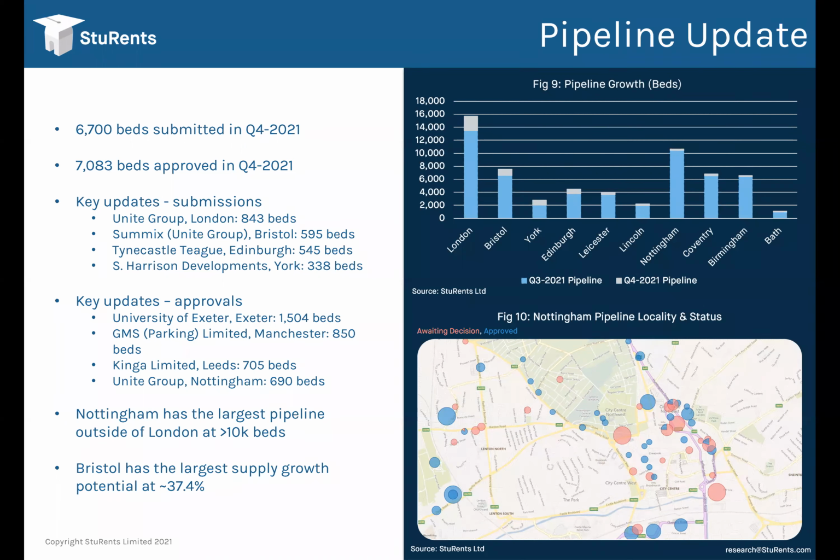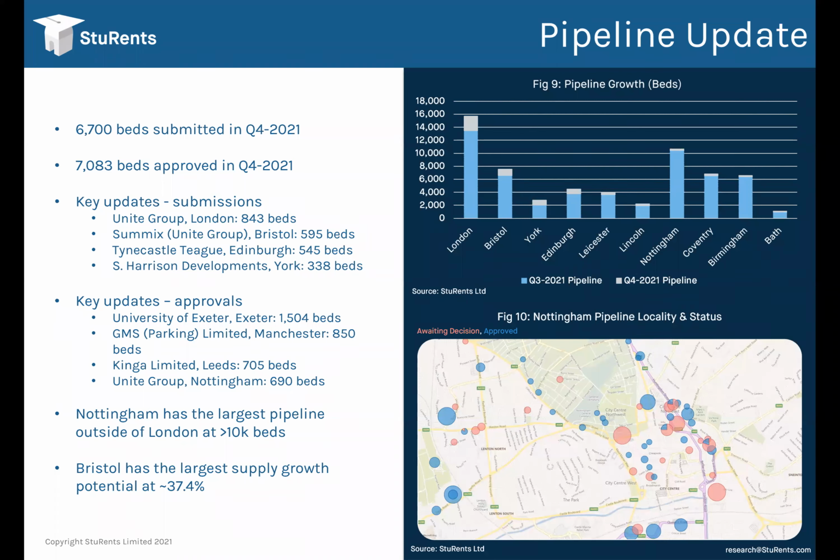In terms of key updates, we've just selected some of the largest applications that have either been submitted or approved in the last quarter. So I'll just comment on a few of those. We can see Unite submitted a very large application in London. That's actually on the Travis Perkins site, for 843 beds. Similarly, an application was put forward by Summix, actually on behalf of Unite, in Bristol. Again, a very large application there.